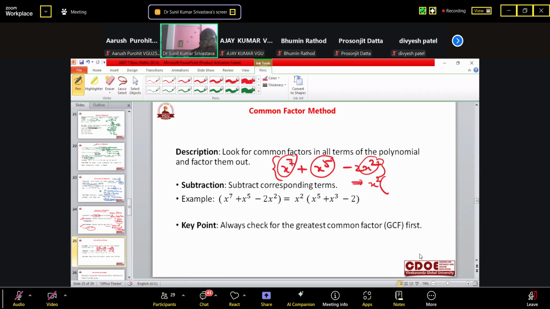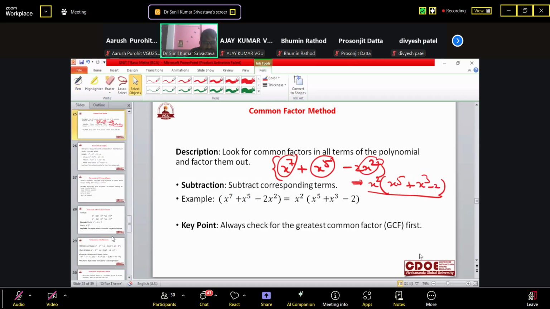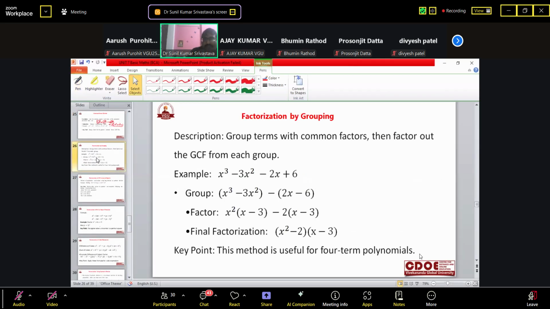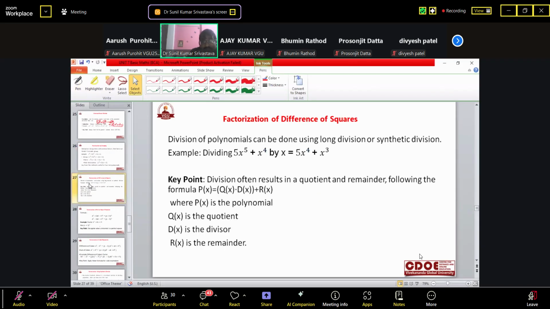So the remaining term here is x raised to power 5, then x raised to power 3, and here it becomes only 2. So this is the common factor method to find the solutions and the roots of the algebraic expression. Next, grouping, which I just discussed along with the method of common factors. Then factorization of difference of the squares.